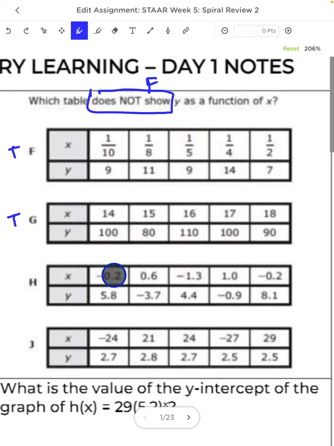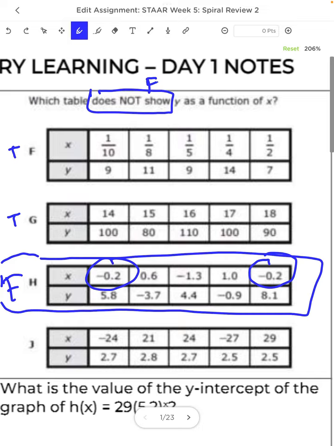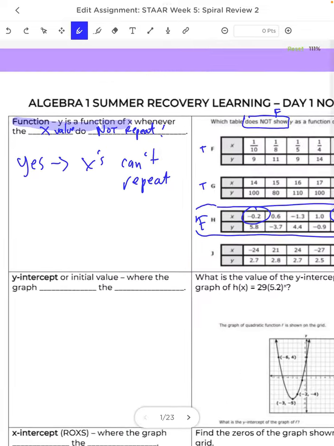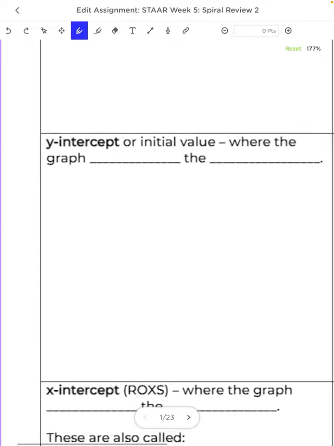This one, negative 2, 1.6, 1.3, 1.2, negative 0.2. So we have negative 0.2 here, and we have negative 0.2 here, so that one is false. So that was why this one is the correct answer. All right, so that's it. X's can't repeat. All right, next.